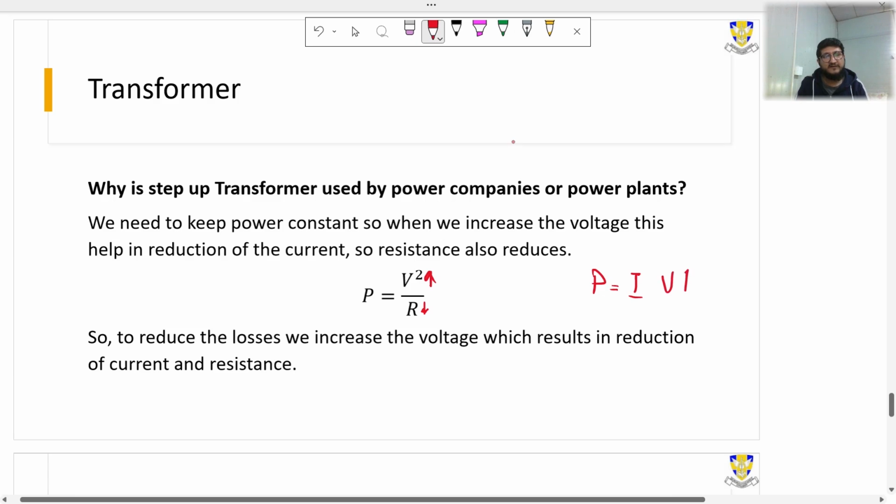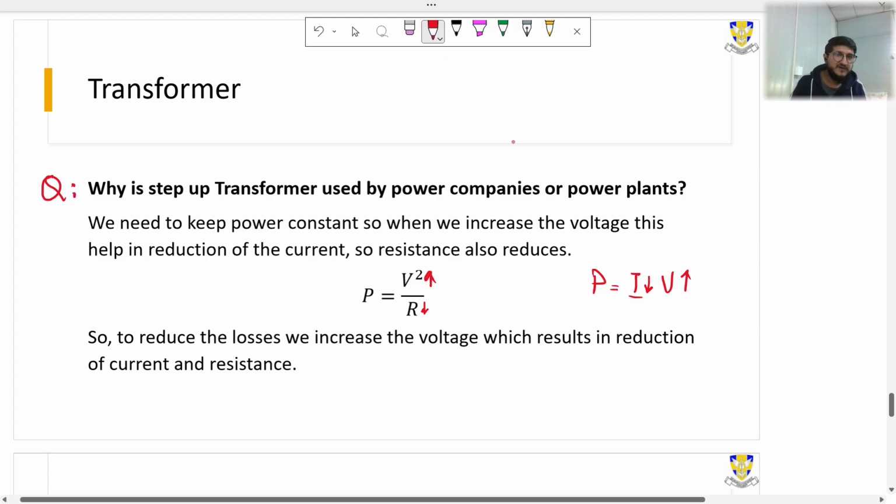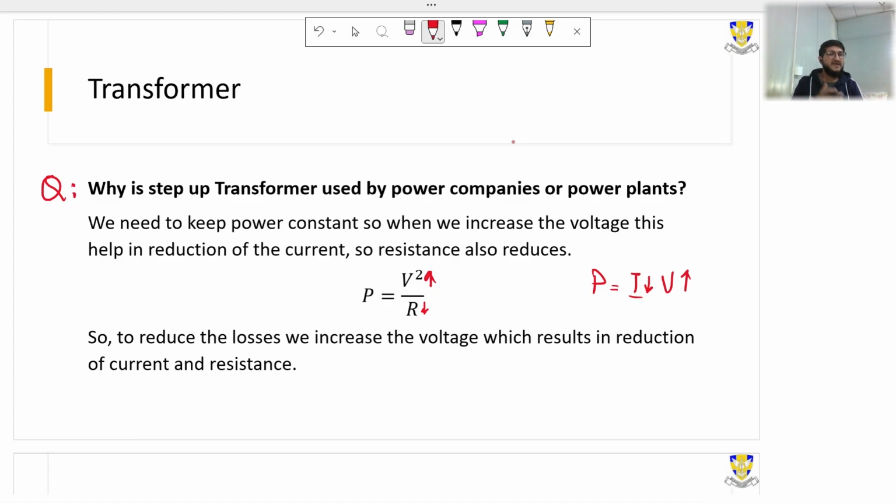Okay. Now, if I'm increasing the voltage over here, my current will decrease. Okay, with time, इसमें reduction आएगी because we are going to keep our power constant. अगर current reduce हो रही है, due to which our resistance is also going to reduce. Okay, अब हम लोग resistance को क्यों reduce करें, उसके पीछे reason है ताकि we want to reduce the losses. ठीक है. So to reduce the losses, we increase the voltage, which results in the reduction of the current and the resistance. So that's the main aim of the step up transformer, and it's a very important question. Sometimes it comes in your papers also. So ये आपने define करना है why the companies and the power plants are using this type of transformer.